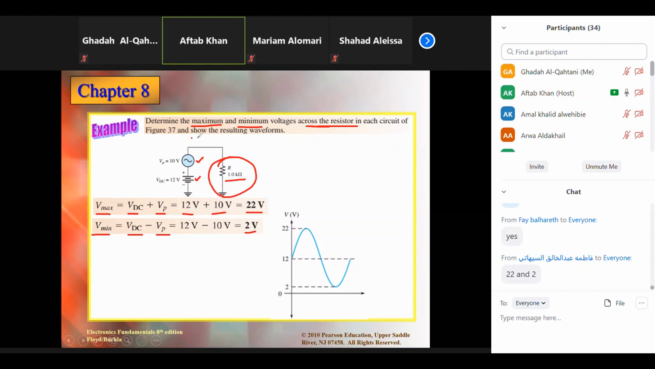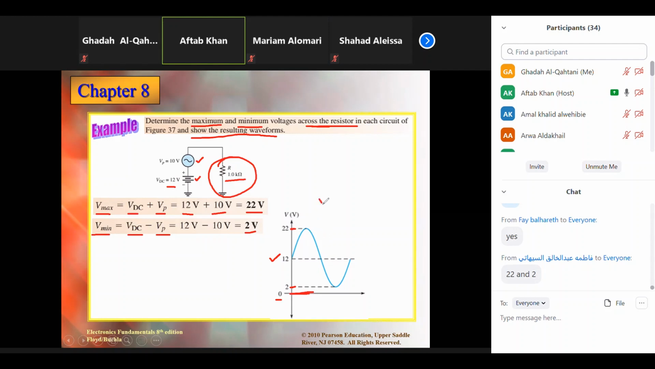Now they are asking to show the resulting waveform, so I can also draw that one. This is the 0 point, and first we draw the DC signal, which is given as 12 volts. The maximum value is 22, which we already calculated. The minimum value is 2, which we already calculated, and we can just draw it. And we can see it will always be above the 0 axis.